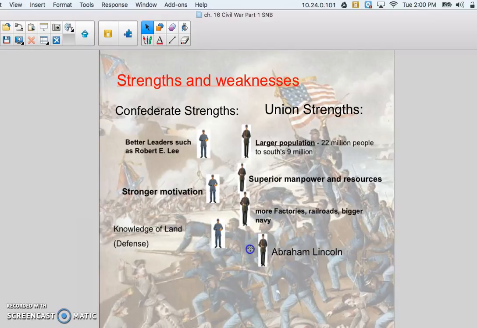Last fact, the North had Abraham Lincoln. What an extreme benefit to have him. He was so well-rounded and well-liked by everybody, and he had the power to unify the entire country behind him in all the states. He's really the reason why the border states stayed in the Union. He had a very dramatic impact on them staying on the northern side.